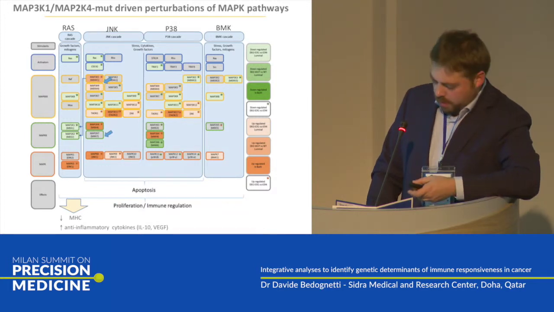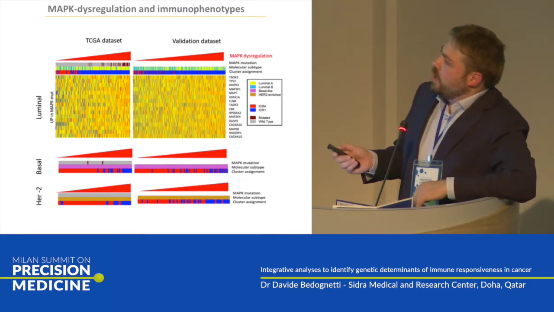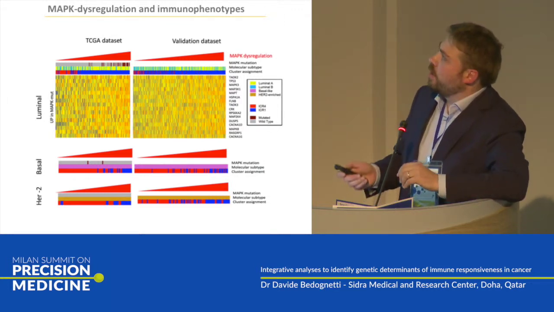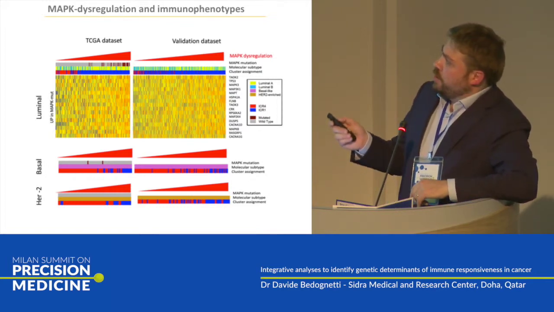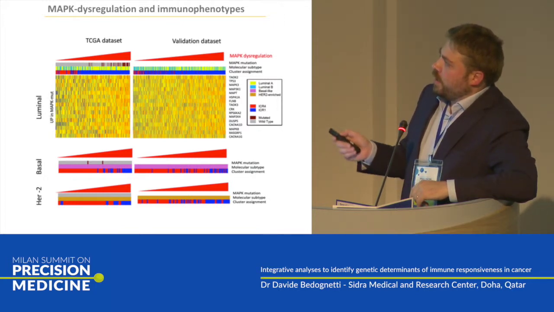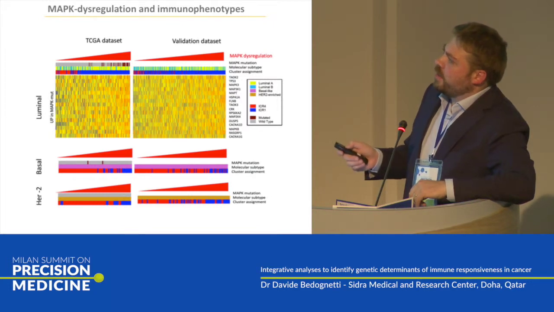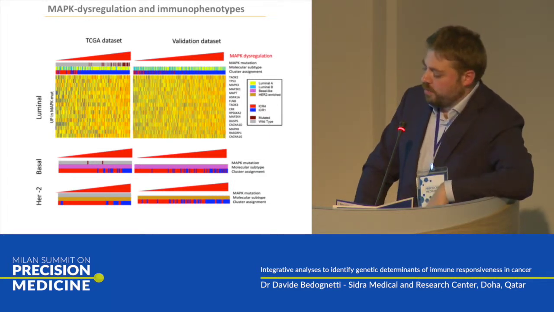So the next step we did was to try to calculate a sort of MAP kinase dysregulation score, MAPK dysregulation score. And without going into detail, this score could segregate quite well the luminal and the other subtypes in terms of immunophenotype, so that the higher the MAPK dysregulation score, the lower the intratumoral immune response.